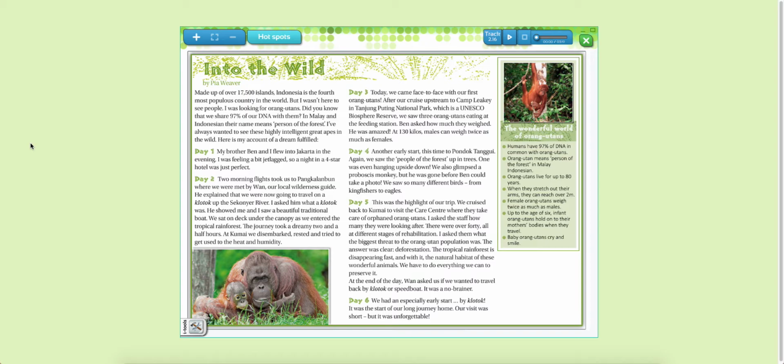No, don't worry. I mean, earlier in the reading, they told you that people of the forest is the other name that orangutans have. Es el otro nombre que tienen los orangutanes. Why? Well, because they share 97% of our DNA. So that's the reason why.